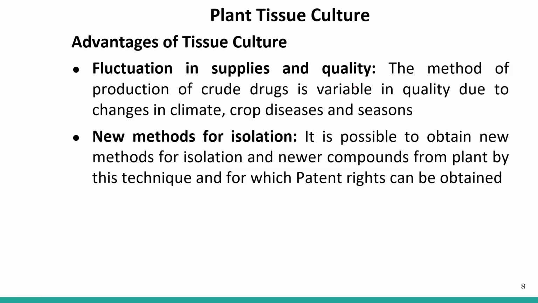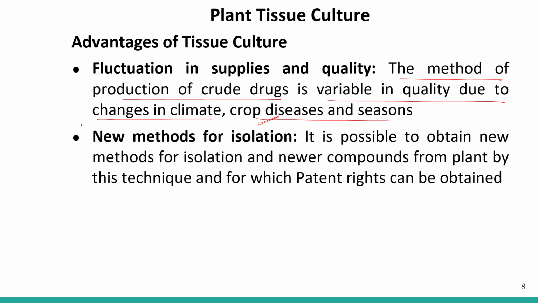Fluctuation in supplies and quality. The production of crude drugs is variable in quality due to changes in climate, crop disease and season. So many crop diseases are there, and that harms the plant. With the help of tissue culture, we can have a sort of bypass to these diseases.